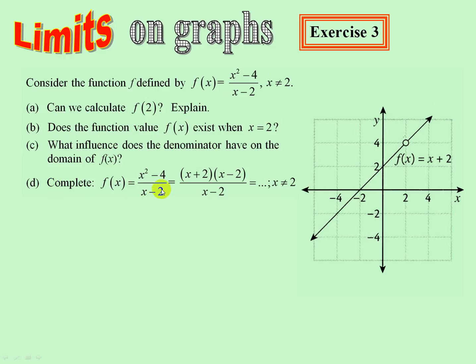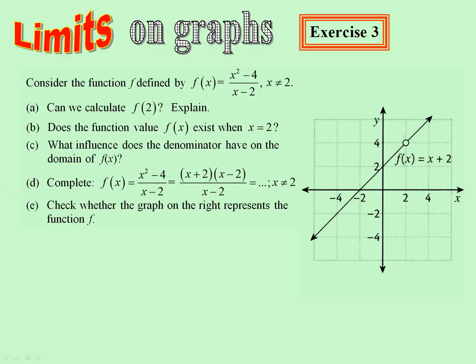Complete. Now we're simplifying. Remember, if we had to try to find the limit as x tends to 2, we'll get 0 over 0. Indeterminate. That doesn't mean we say undefined. It means we go back, we say, well, let's try to simplify. So I've factorized the top, difference of squares. Now the x minus 2's can cancel, and we're left with x plus 2. So there we are. The f of x equals x plus 2, with x not equal to 2.